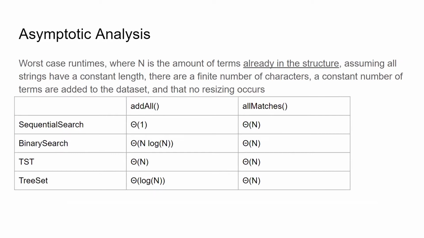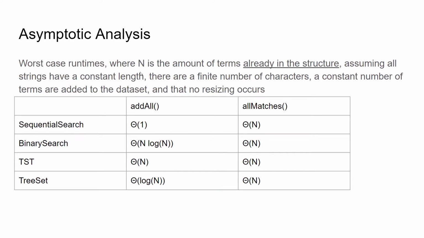Okay, and we got to the asymptotic analysis. For sequential search, in all cases, addAll calls the addAll method of an array list, which gives a theta of 1 runtime. In the worst case, where everything is a match for the allMatches method, they will move every single item into the result array, resulting in one pass through the array where you move everything, which gives a worst case runtime of theta of n for allMatches as well.